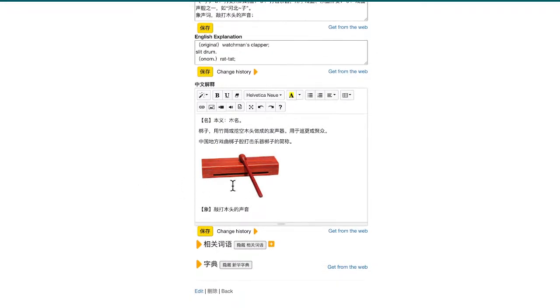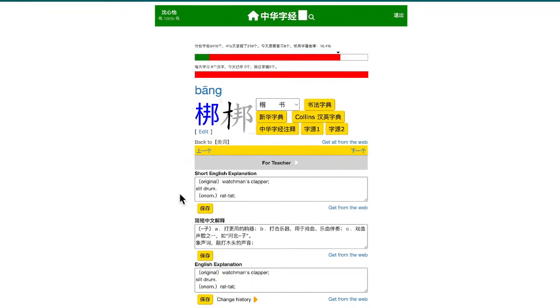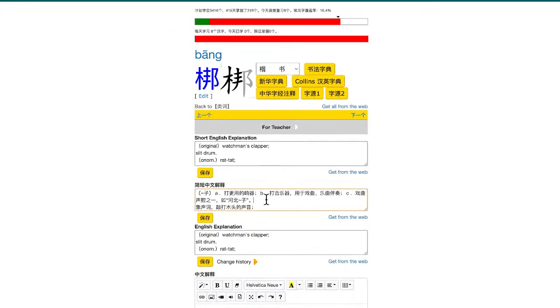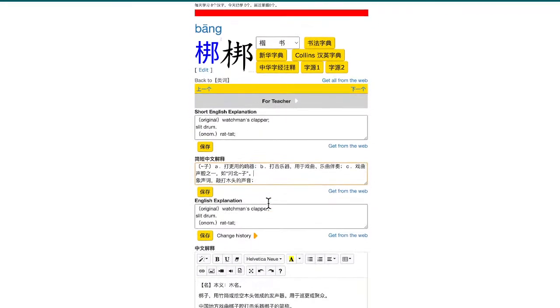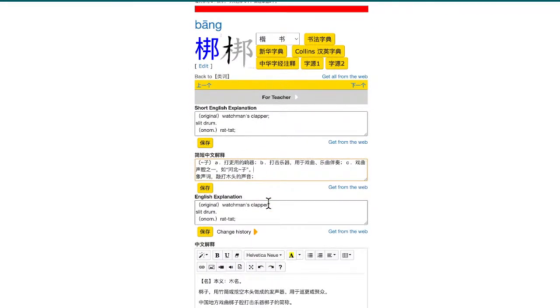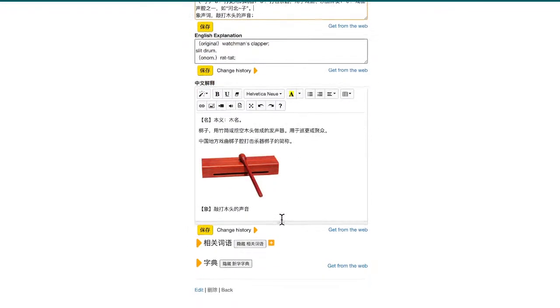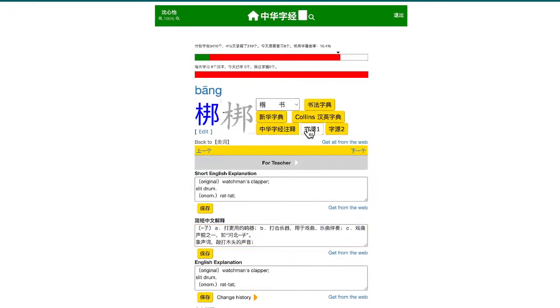And that tool to make the sound with is called bang. Now this is also sometimes used as an onomatopoeia, just to express this particular sound, bang bang bang. All right, so let's take a look at the character itself.